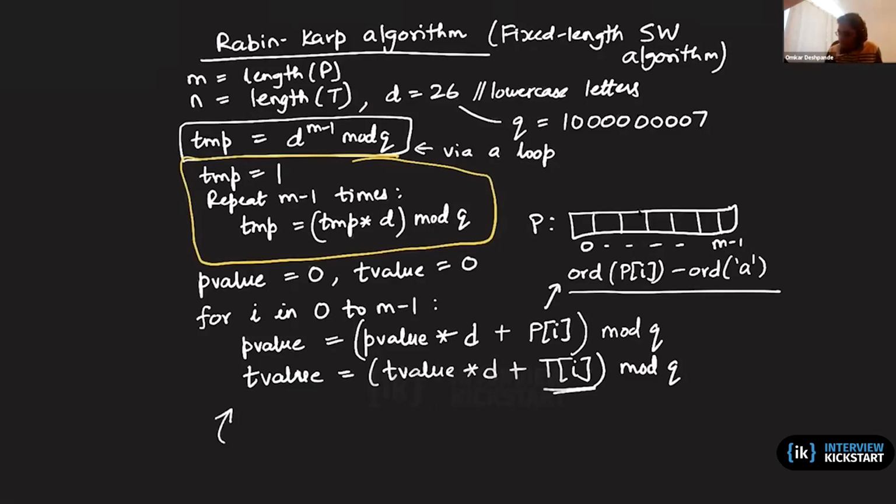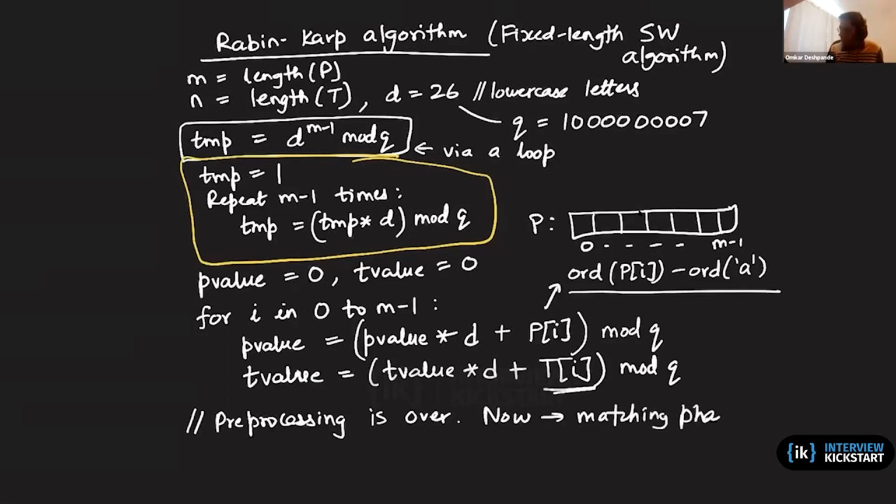So at this point pre-processing is done. Pre-processing is over. Now we move to the matching phase. So how do we do the matching?